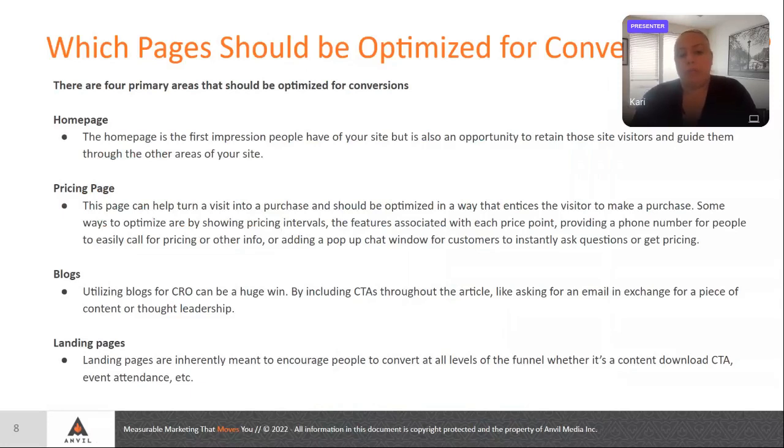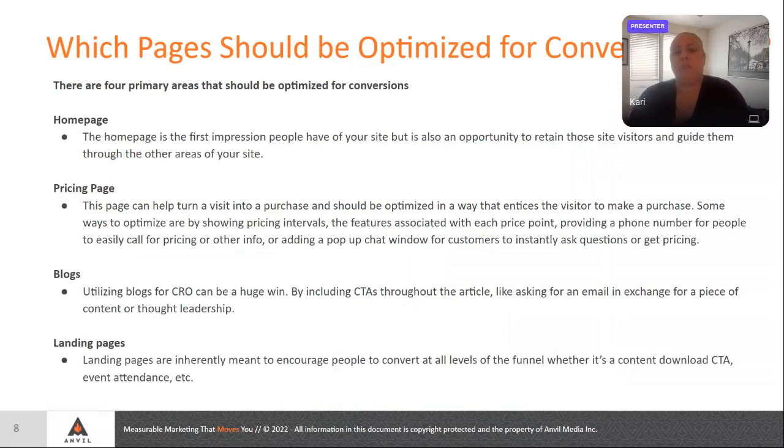So the homepage, that's the first impression people have of your site. And it's also an opportunity to retain the site visitors and guide them through other areas of your site. So you want to make sure that the homepage is optimized. It has the calls to action on it. It has navigation. It has easy ways for people to navigate through your site.